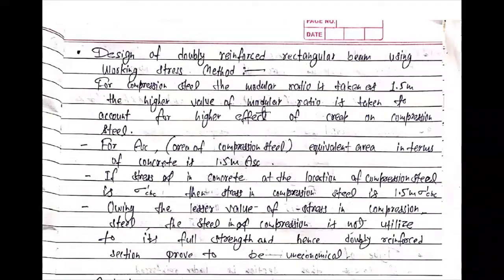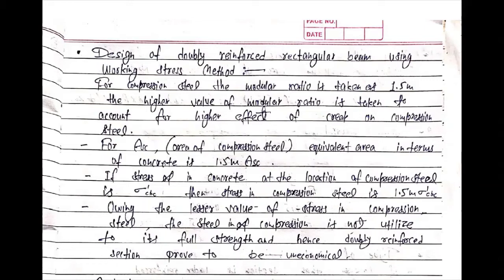Okay, students, now we'll start with design of doubly reinforced rectangular beam using working stress method. For compression steel, the modular ratio is taken as 1.5 m. This we have discussed earlier. The higher value of modular ratio is taken to account for the higher effect of creep on compression steel, because concrete undergoes shrinkage, creep, and so many minor cracks and such losses. That's why instead of m, we take 1.5 m so that we can compensate all those losses.